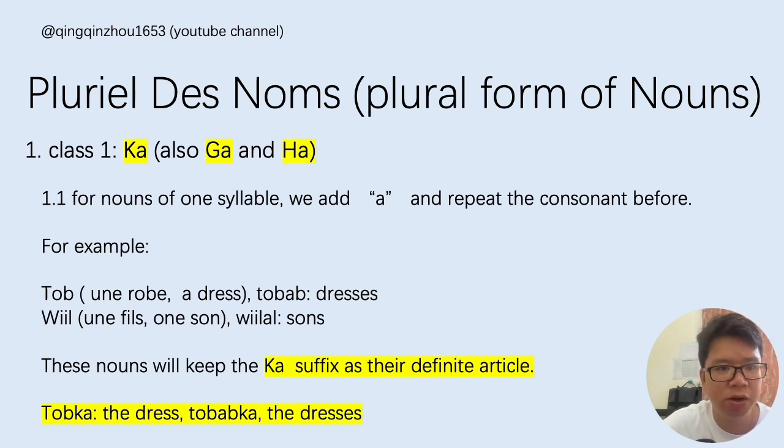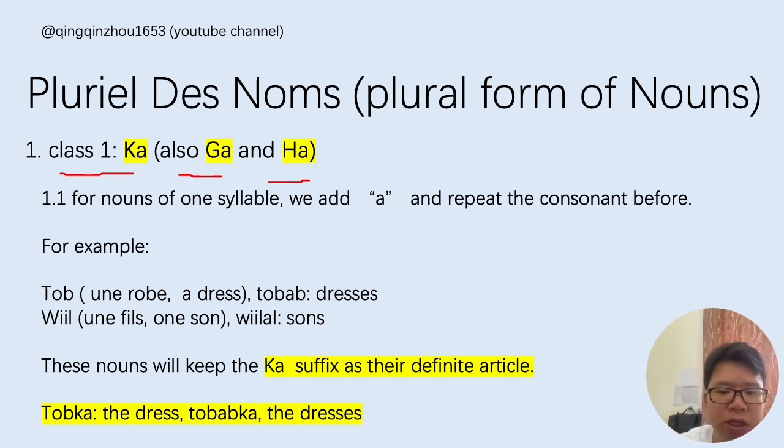Today's lesson, I'm going to continue with the plural form of nouns. Somali nouns we have divided into 2 types, the ka type and also the ta type. Today we will learn about the ka type. Ka type also include ga and ha. It is the ending of the noun for the definite article.